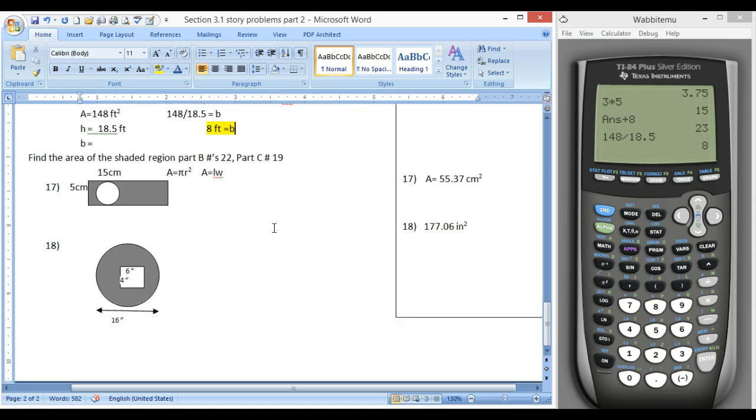All right, we're almost done. We have 2 more. Finding the area of the shaded region.